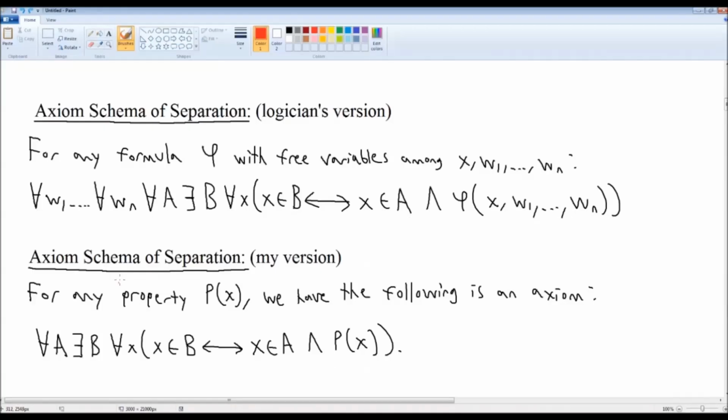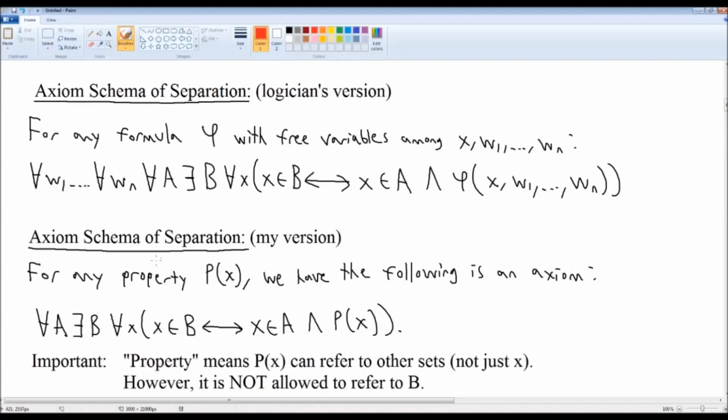However, the trade-off is that with my version, you have to understand what the word property means. The more formal version makes it very clear that this P of X can depend not only on X, but other sets as well. Now, this is important. When we say property, that means P of X is allowed to refer to other sets as well, not just X. However, it's not allowed to refer to B.